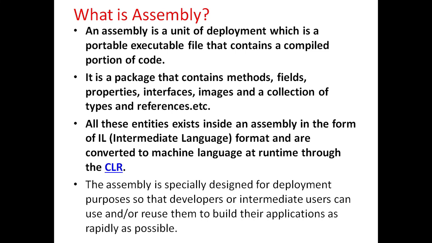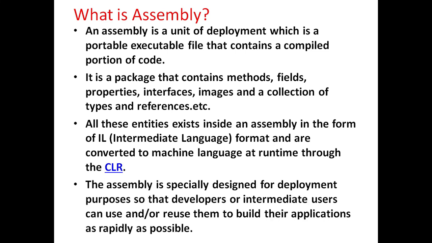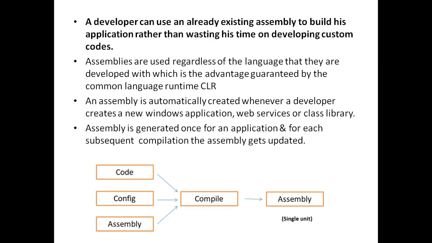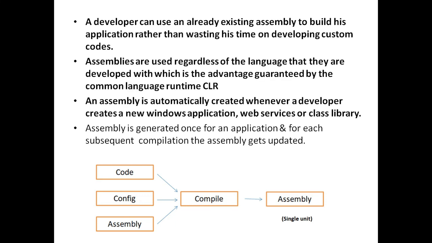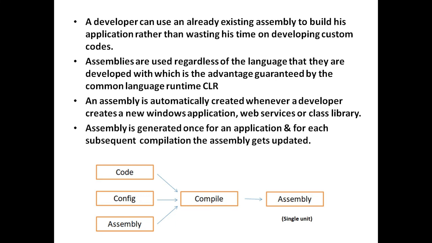through common language runtime. The assembly is specially designed for deployment purposes so that the developers or intermediate users can use or reuse them to build their applications as rapidly as possible. A developer can use an already existing assembly to build his application rather than wasting his time on developing custom codes. An assembly is automatically created whenever a developer creates a new window application, web services, or class libraries. Assembly is generated once for an application, and for each subsequent compilation, the assembly gets updated.